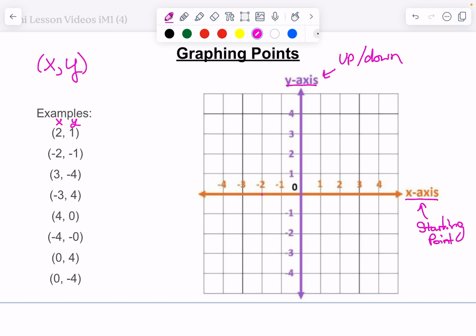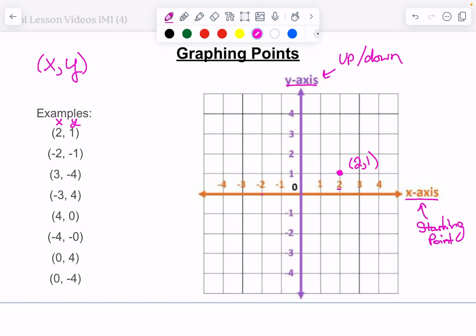All right, so x in the first point is 2. That's our starting point. So I'm going to find positive 2 on the orange line, the x-axis, and y is 1. So that means we're going to go up 1 from that point. So here's the positive 2. I'm going to go up 1, and here is my point. So this is 2, 1.